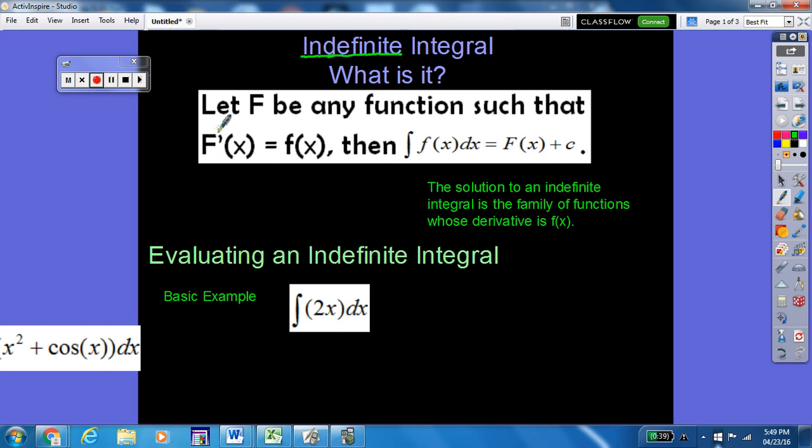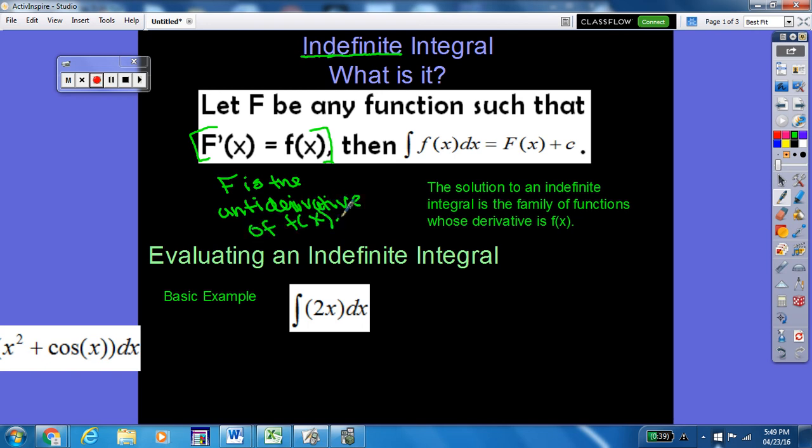First of all, this expression right here, this little equation, what it tells us basically is that capital F is the antiderivative of little f of x. That's what this means. Because if you take the derivative of capital F, you get little f of x. So that implies the relationship is capital F is the antiderivative of little f of x.